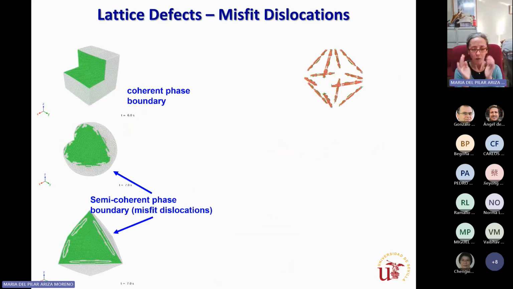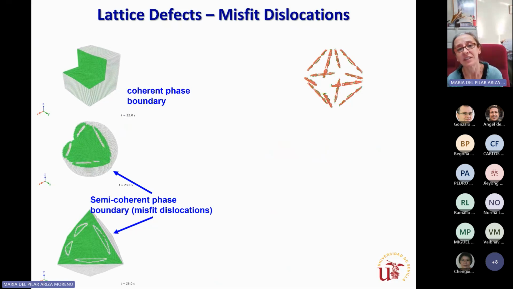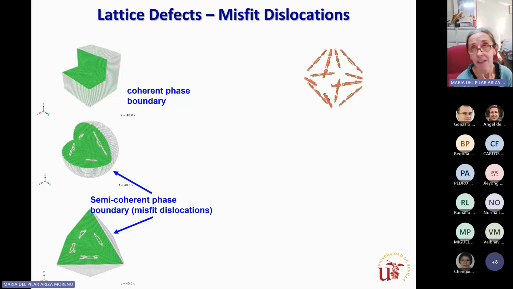So what is behind the deformations that we observe? Well, what kind of defects do we have? What we have there are dislocations.